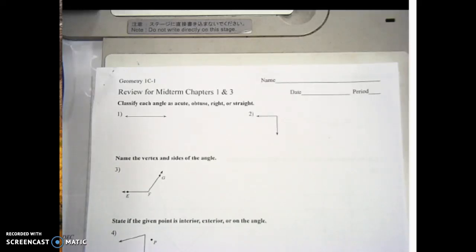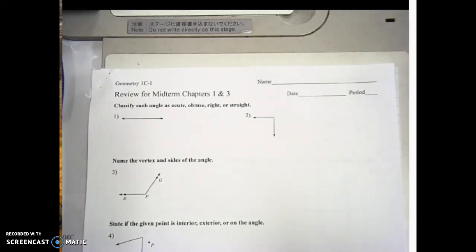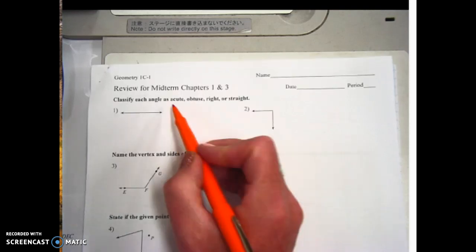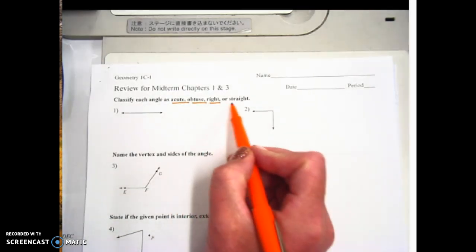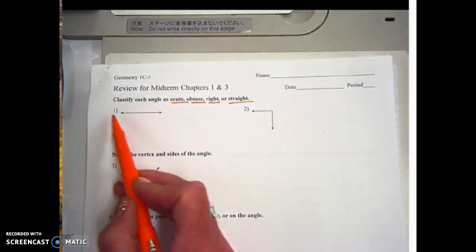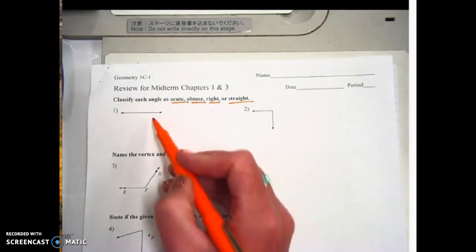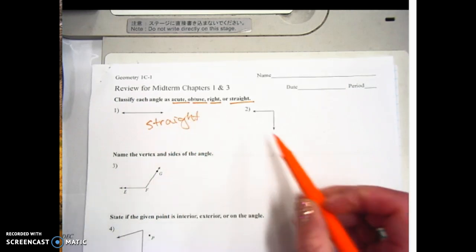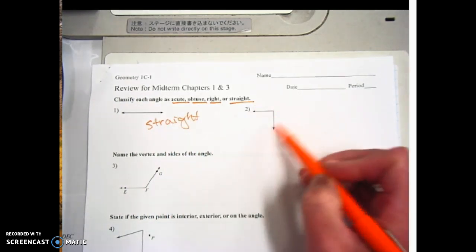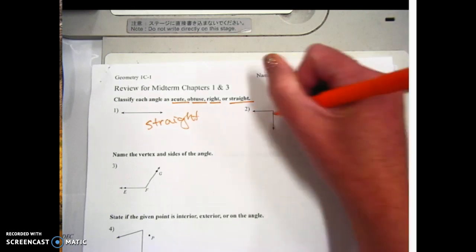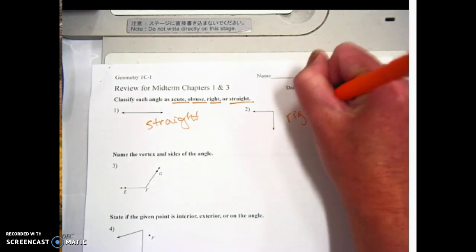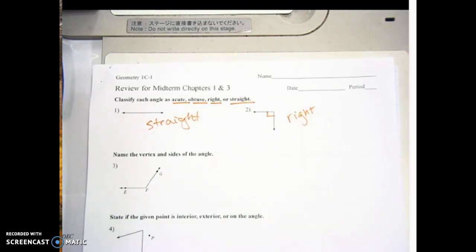This is page 1 of the review for the midterm for geometry. The first two questions say, classify each angle as acute, obtuse, right, or straight. Number 1 goes straight across, so it's straight. 2 looks like it's right. Could be slightly acute, but probably right, although they should have a little box there.